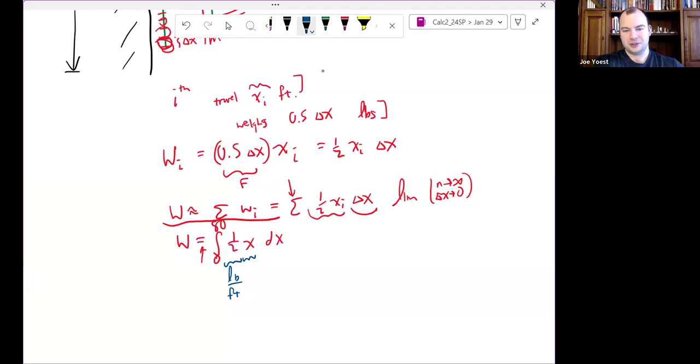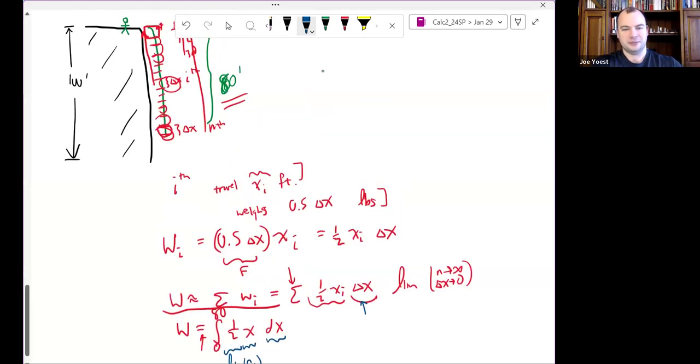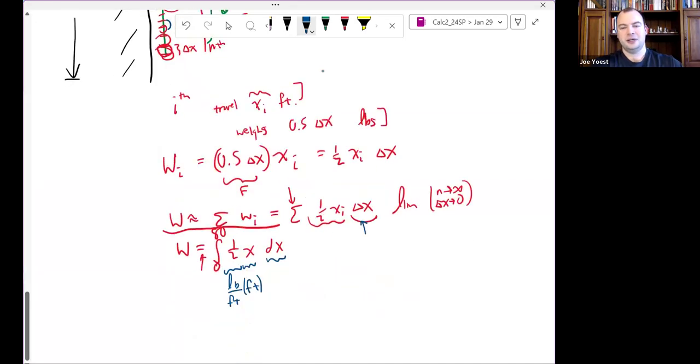X is distance, so feet. And again, remember that dx really comes from this delta x. That delta x really comes from the length of a little chunk of rope. It carries a unit as well, a unit of distance, or feet. These feet divide out, and I have foot-pounds, which is exactly the unit that I expect. So it looks like my units work out. It seems like I'm on the right track here.